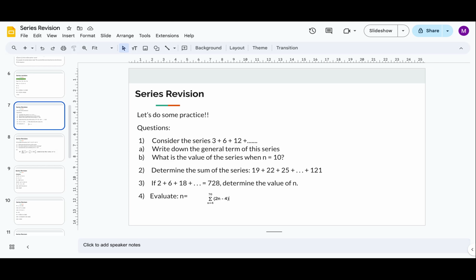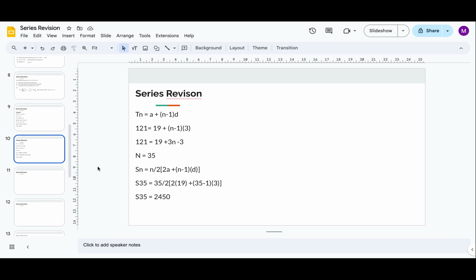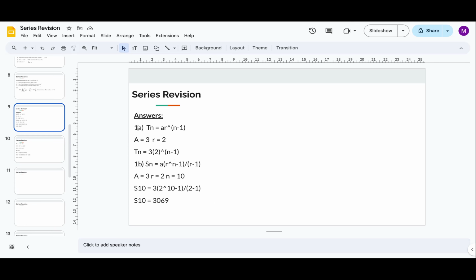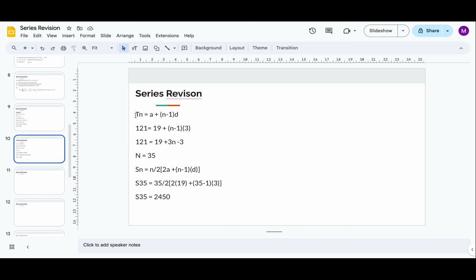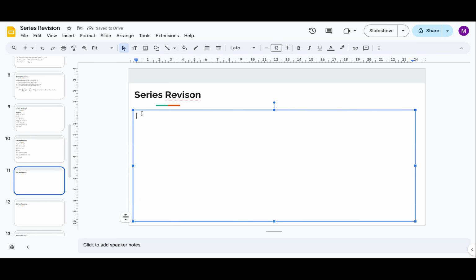Okay, guys, let's go through the question. We're on question 3 now. Let me just number the questions. Okay, this is number 2. Okay, let's go on to question 3. So they're asking us to determine the value of n given the information that they have given us already.